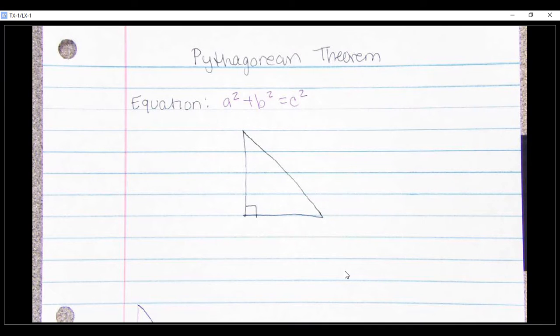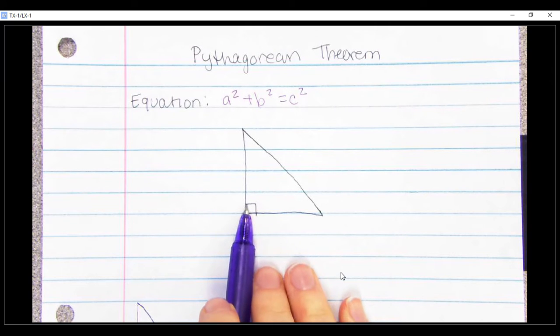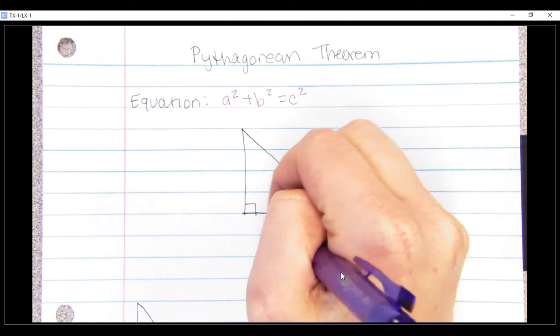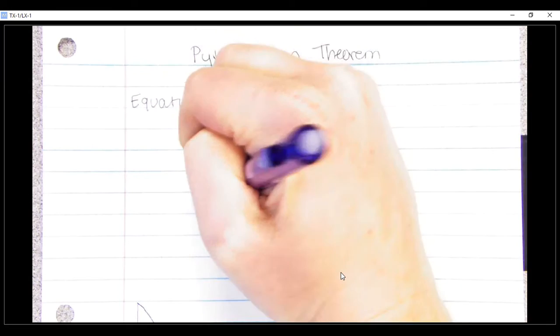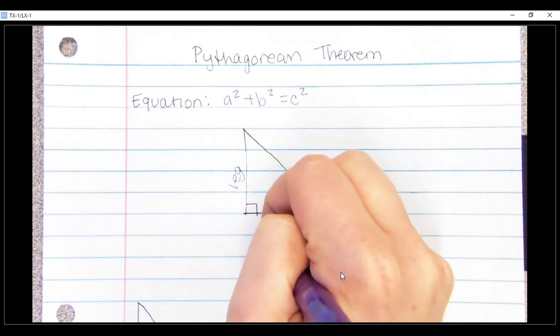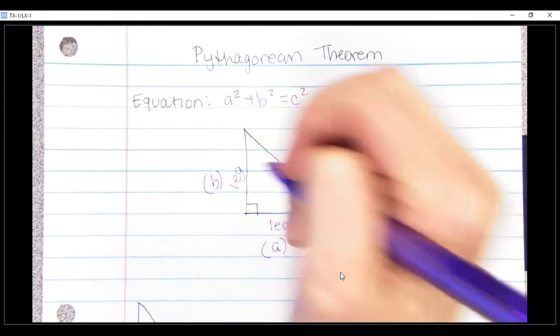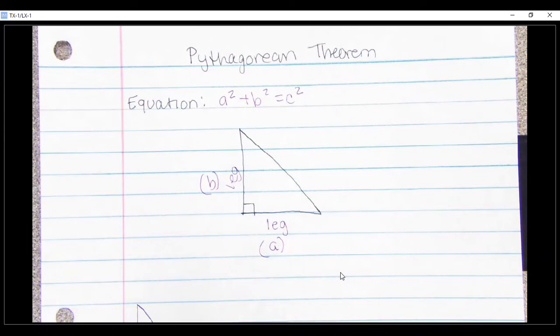Before we can use this equation, we need to know the different parts of our right triangle. Now, the two sides that make up that right angle, which is represented by this box right here, are called legs. So leg and leg. The legs are represented with a and b. It doesn't matter which one is which. You can make this one b and this one a, as long as you know that it is a side that makes up the right angle.